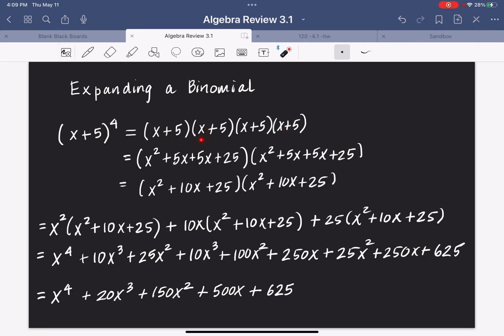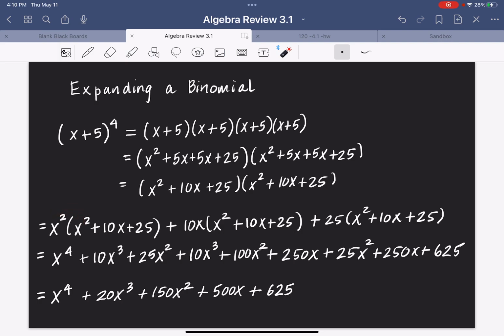Then what I chose to do is the first two to get this x squared plus 10x plus 25, and the last two to get another x squared plus 10x plus 25. Then I have to multiply this x squared times everything over here, that's x squared times that trinomial. And then the 10x times everything in the second trinomial. And then the 25 times everything in the second trinomial.